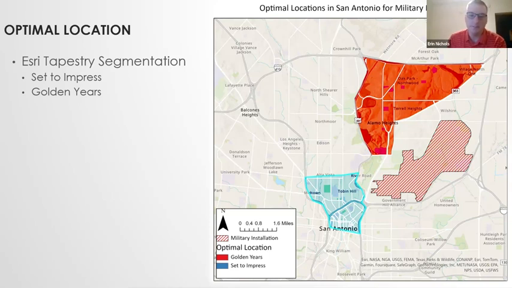In summary, the geospatial analysis highlighted two optimal residential areas for military personnel, Set to Impress and Golden Years. The Set to Impress area offers affordable housing options, a young demographic, and a dynamic community and proximity ideal for younger military families. The Golden Years area caters to senior personnel and retirees, providing higher education, a balanced lifestyle, and diverse leisure activities. Both areas ensure military families can enjoy a high quality of life while meeting their unique needs, supported by the comprehensive data and insight provided by Esri Tapestry segmentation.